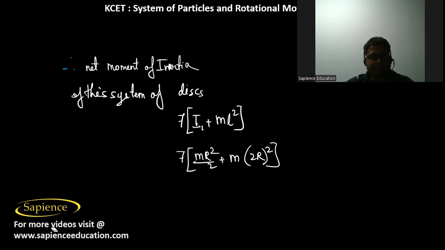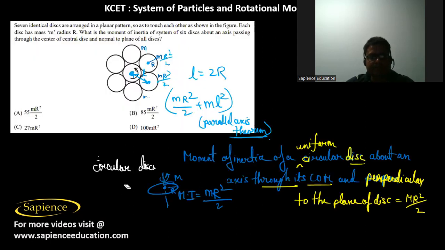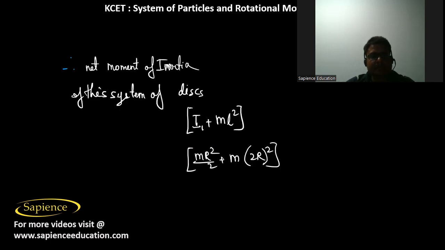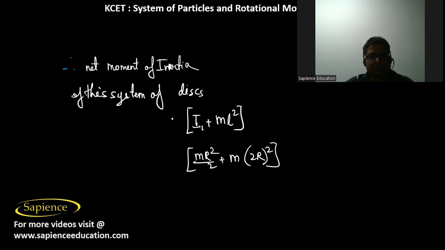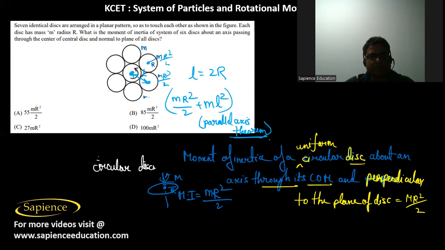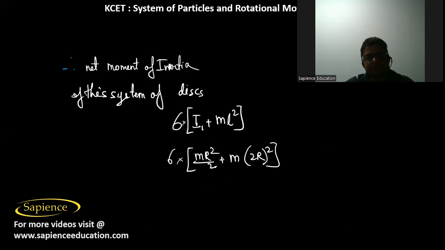There is a mistake in what I did. System of 6 disks, so remaining there are 6 only. So 6 into, it will be 4 mr square plus mr square by 2.